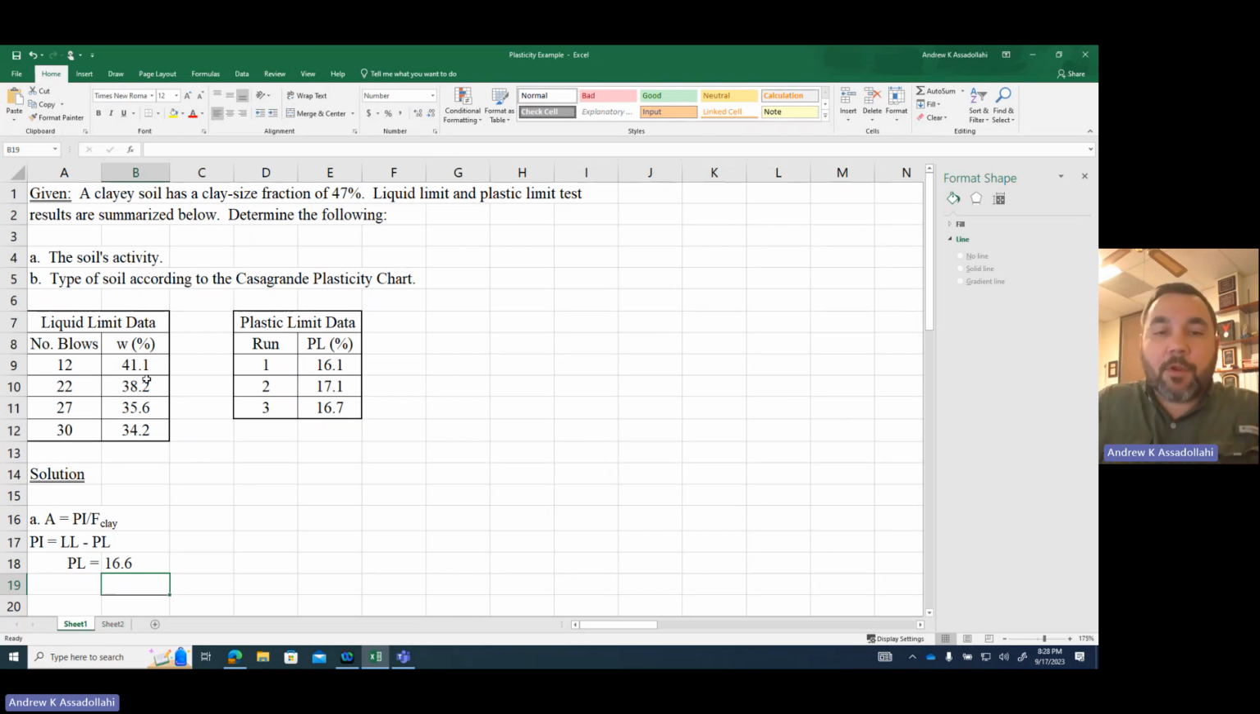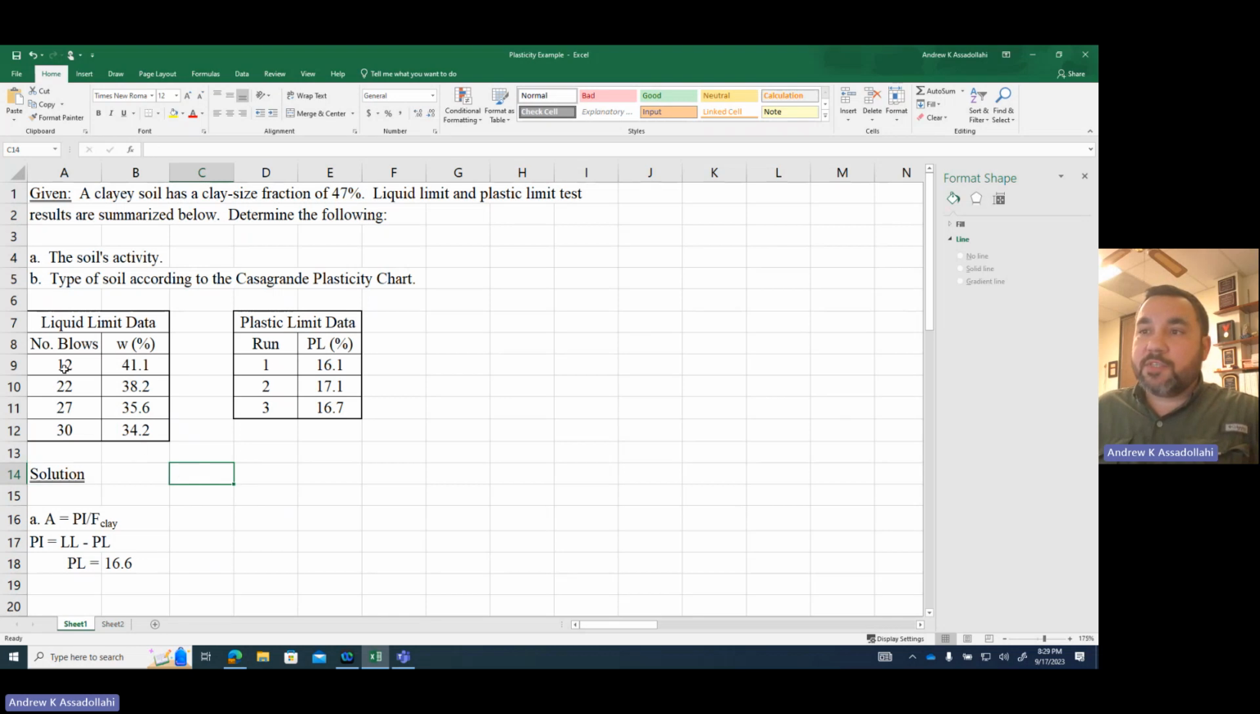Now, what about the liquid limit? We need to remember, what is the definition of the liquid limit? Well, the liquid limit is the moisture content when our soil closes a 12.7 millimeter gap, or about half an inch gap, at 25 blows when we perform the liquid limit laboratory experiment using a percussion cup, okay? So how do we get that information out of this table here? If you notice, none of these blows are 25 blows. They're all around 25 blows.